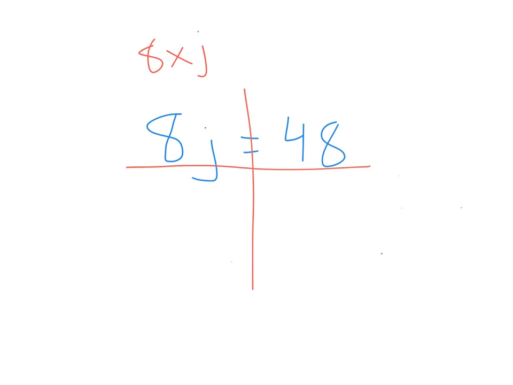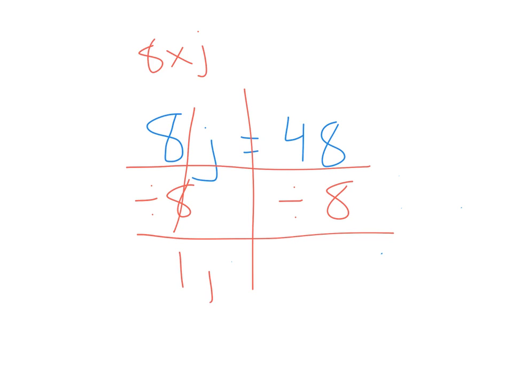And 8 divided by 8 is going to give me 1, right? So I'm going to divide by 8. Whatever I do to one side, I do the other, okay? Redraw my line. 8 divided by 8 is 1. So basically we're left with this, right?